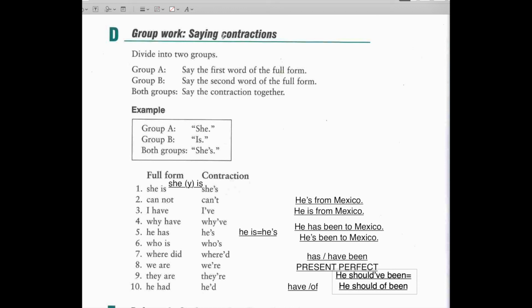So one of the difficulties of contractions is to recognize what the sentence is actually saying, thinking about the grammar of the sentence. And again, when you look at number 7 and number 10 here on the screen, notice they contract the same way. So where did, where'd. He had, he'd. In both cases, the contractions look exactly the same. So we have to think about the original sentences and the meaning of those sentences when you're practicing. Let's move on to another activity.